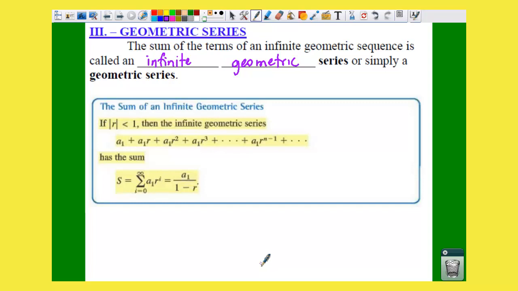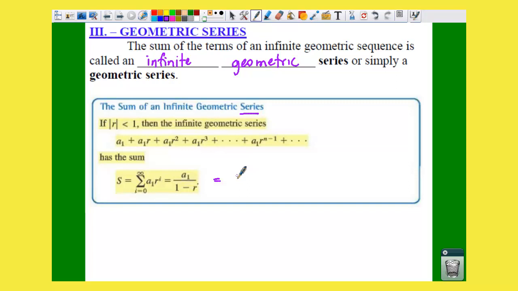Alright, last thing here we have is a geometric series. The sum of the terms of an infinite geometric sequence is called an infinite geometric series, or just simply a geometric series. So if you're actually given the numbers separated by pluses or minuses and not commas, this is a series, and we would use the formula S sub n is equal to a sub 1 over 1 minus r.